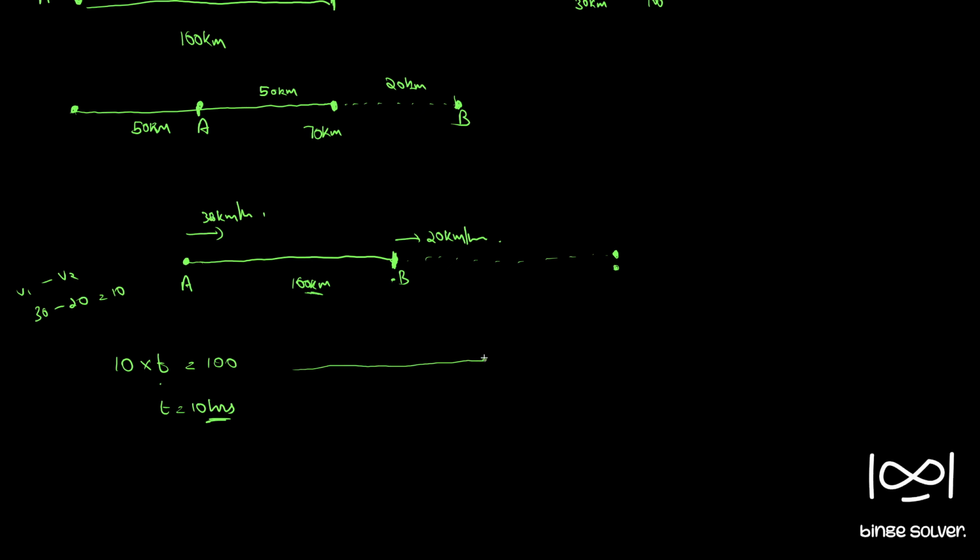So this is 100. This is A. This is B. Since in 10 hours A travels 30 into 10, 300 kilometers. Totally, A has traveled 300 kilometers when they meet. How did we get the 300? 30 is the speed, into time, we know 10 hours it took. So B traveled at 20 kilometers per hour, so 20 into 10, 200 kilometers B traveled.